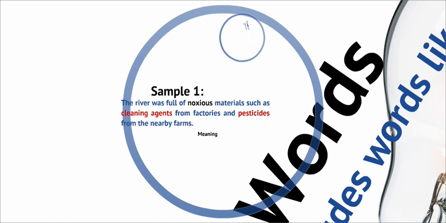So this sentence says the river was full of noxious materials such as cleaning agents from factories and pesticides from the nearby farms. This is a sample that uses examples to define the meaning of the unfamiliar word noxious. So, looking at those examples, take a second and write down what you think the meaning of noxious is based on the context of this sentence.